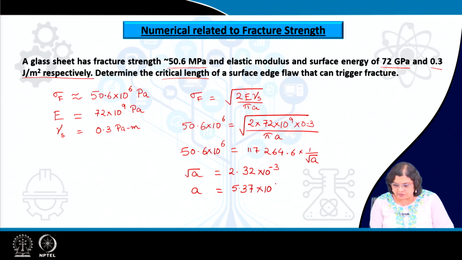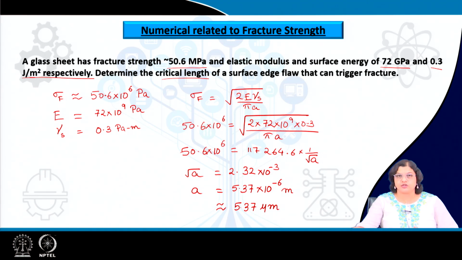5.37 into 10 to the power of minus 6, and since we have considered the unit of length as meter, a equals 5.37 into 10 to the power of minus 6 meter, which is equivalent to 5.37 micrometer. So, a crack as small as 5.37 micrometer is sufficient to trigger fracture, and that leads to a fracture strength of 50.6 megapascal.